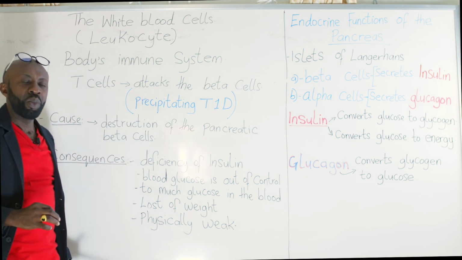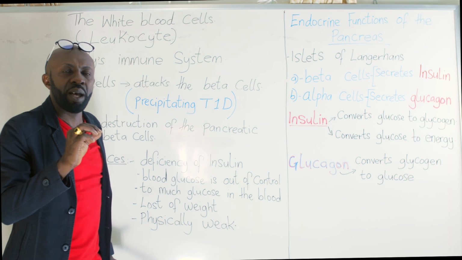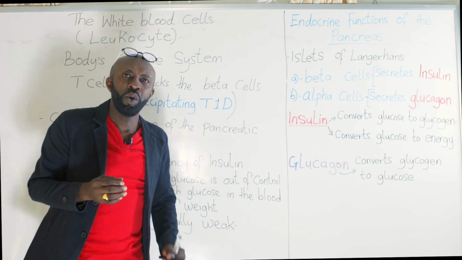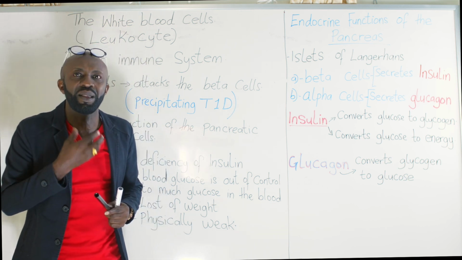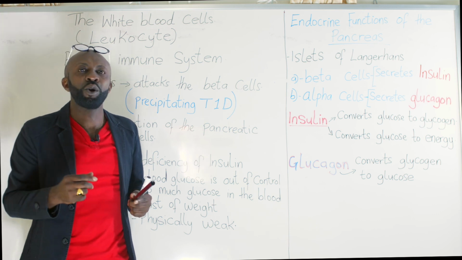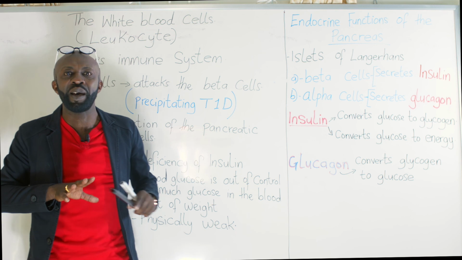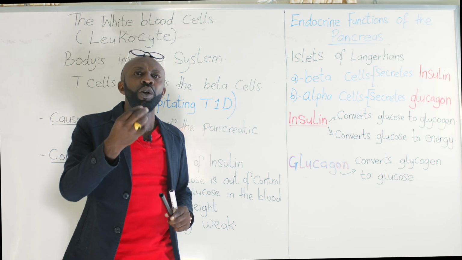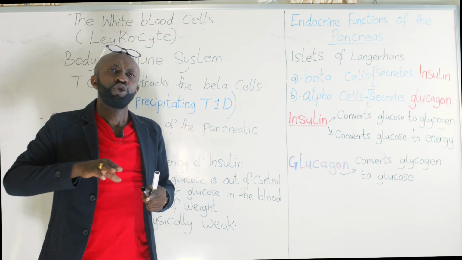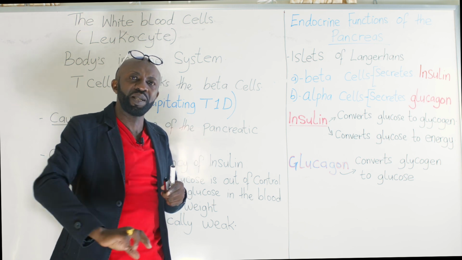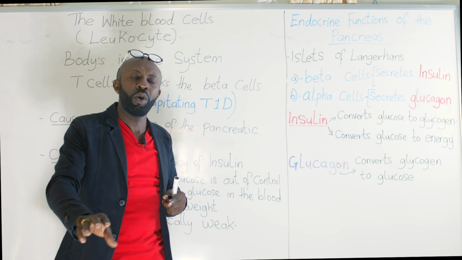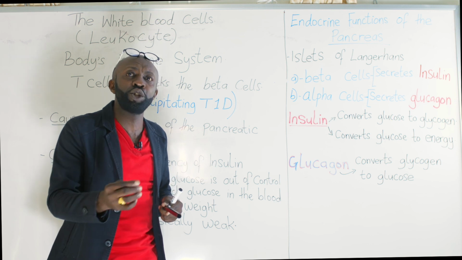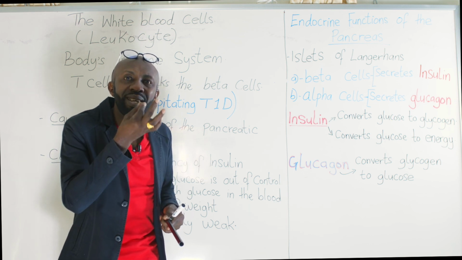What are the symptoms? A patient suffering from type 1 diabetes, or we call diabetes mellitus, will have an excessive thirst for water all the time. Why? Because water is needed in your blood system to dilute the glucose that is in your blood. So that patient will have excessive thirst. Number 2, that patient will have too much glucose released in his or her urine. And when there is too much glucose in your urine, it means your urine will taste sweet.